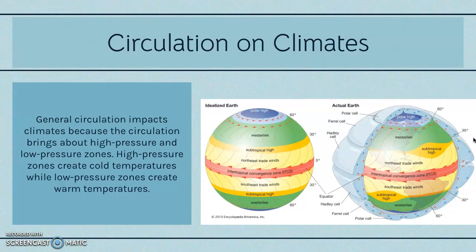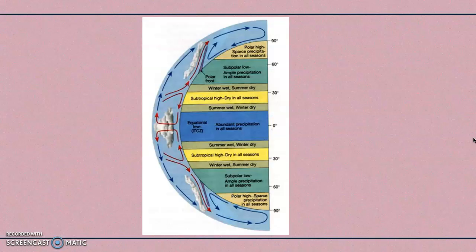So once we get closer to the equator, right there in the middle, it's hotter there. And that is a low pressure zone. And then the higher and higher we get towards the high pressure zones, right at the polar North Pole and South Pole, those create those cold temperatures.